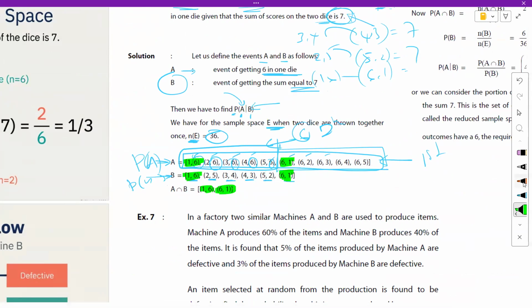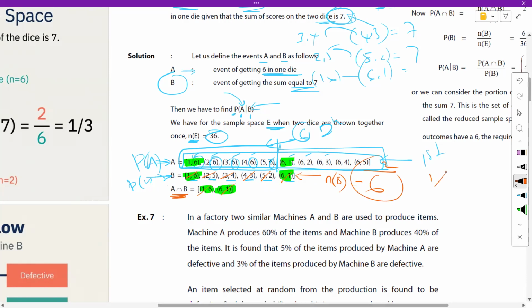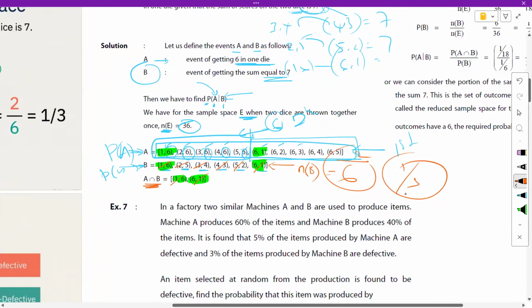So that we identified the common area, the intersection, and we know the outcome, right? Number of elements in B. How many elements here? 1, 2, 3, 4, 5, 6. There are 6 elements, and common elements 1, 2. Then the probability is 1/3.